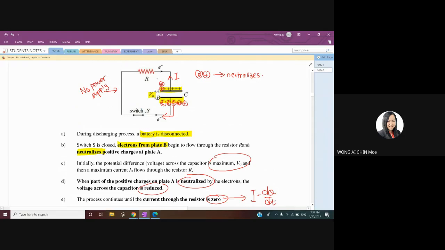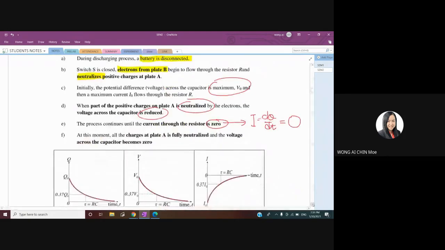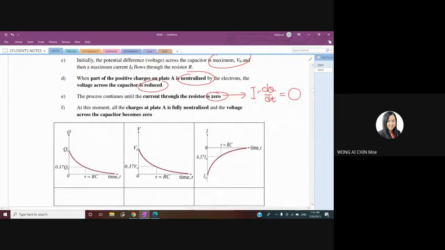So at that moment you will find that the current is equal to 0, when there's no charge flowing. At this moment, all the charges at plate A are fully neutralized, and the voltage across the capacitor becomes 0 because it is already fully neutralized.